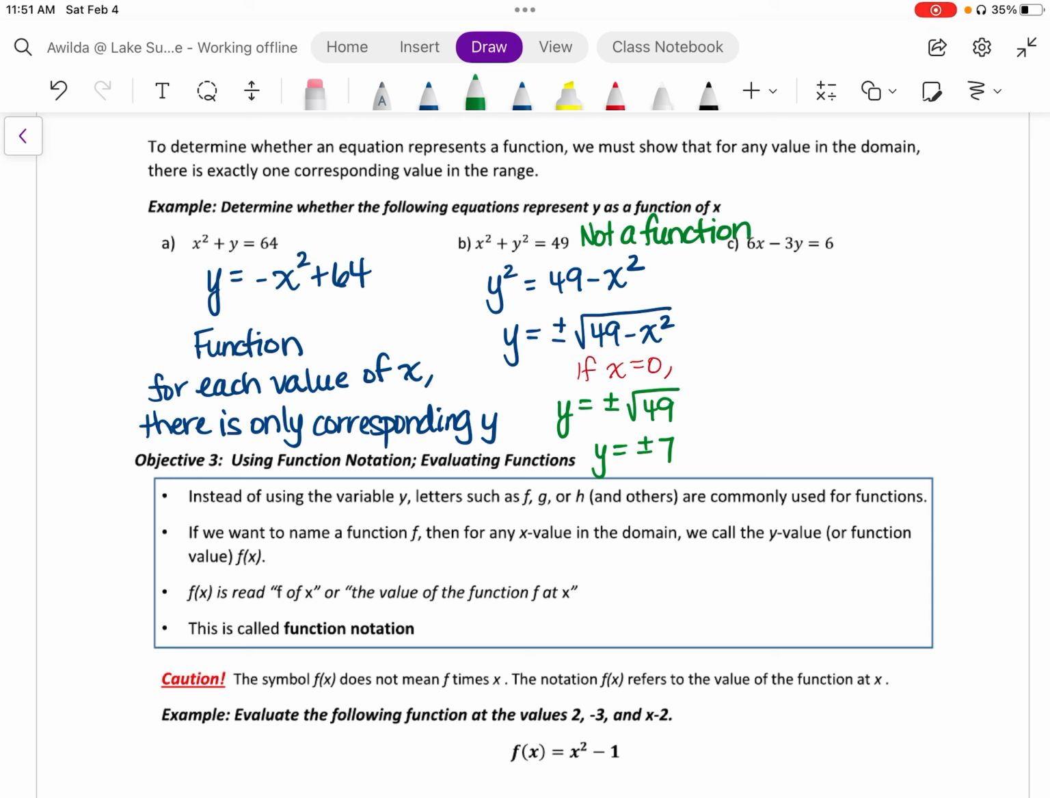Finally, for letter C, we have 6x minus 3y is equal to 6. Let's go ahead and isolate the y variable again. We'll start by subtracting 6x from both sides and dividing both sides by negative 3.